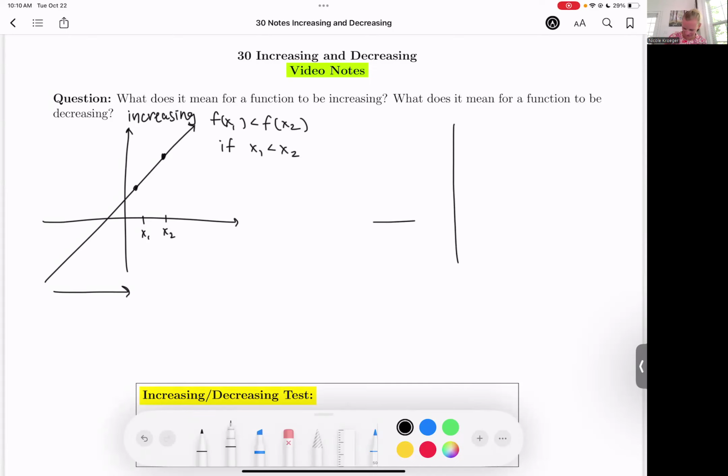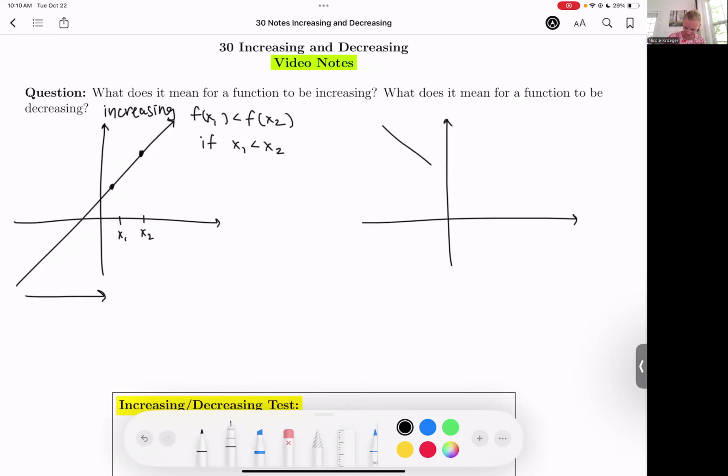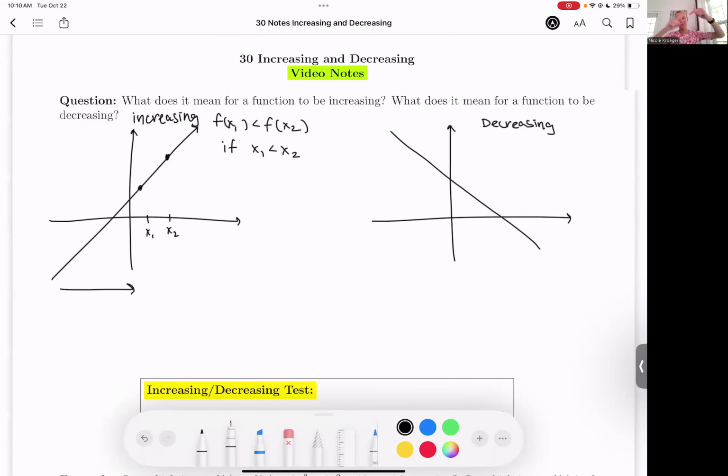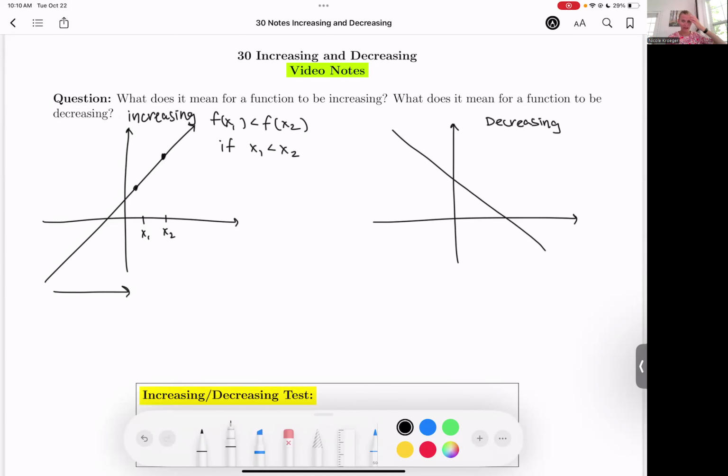A function is decreasing if we have the opposite thing happening. So this is an example of a decreasing function. Again, if I walked along this graph from left to right, I'd be going downhill on a decreasing function. And so our inequality is going to work backwards here. If the x value gets bigger, then the y value gets smaller. So f of x1 is bigger than f of x2 if x1 is less than x2.